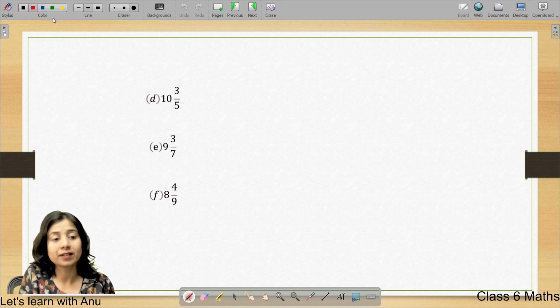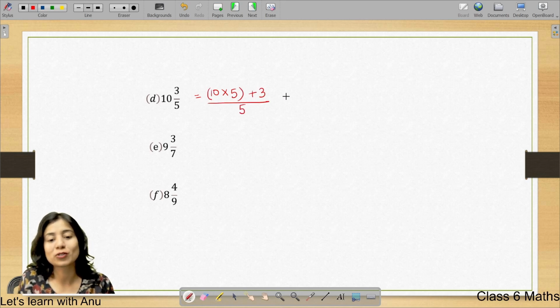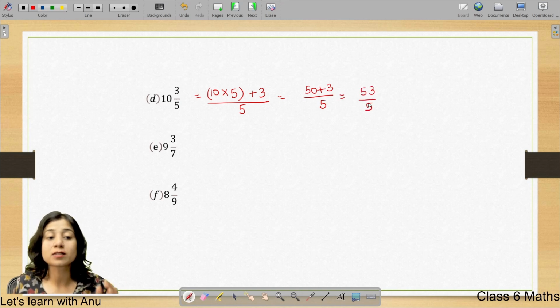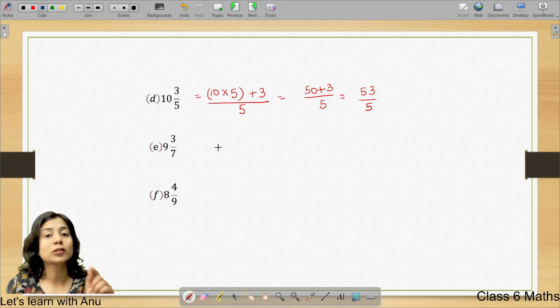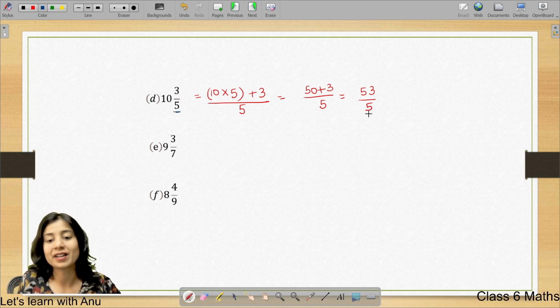Moving ahead to the next part, D part, 10 3 by 5. So again, let's multiply the whole 10 with the denominator. To this product, let's add the numerator 3. Denominator is going to remain the same. 10 into 5 is 50 plus 3 upon 5. So 53 by 5. I think quite easy, class. So keep observing that the denominator is same, 5 and 5.